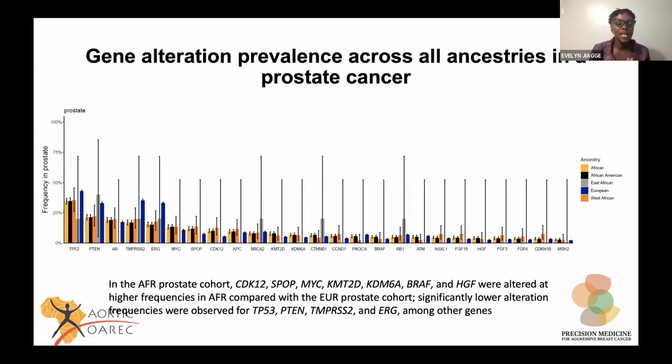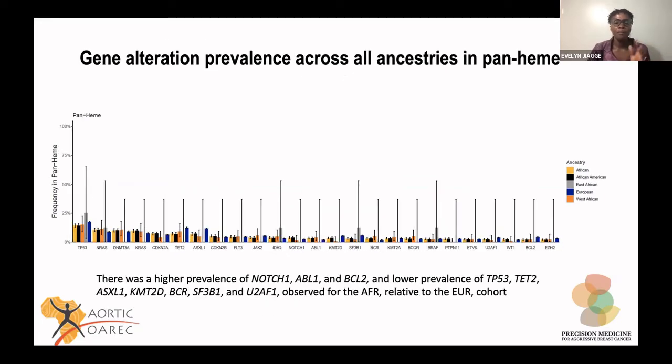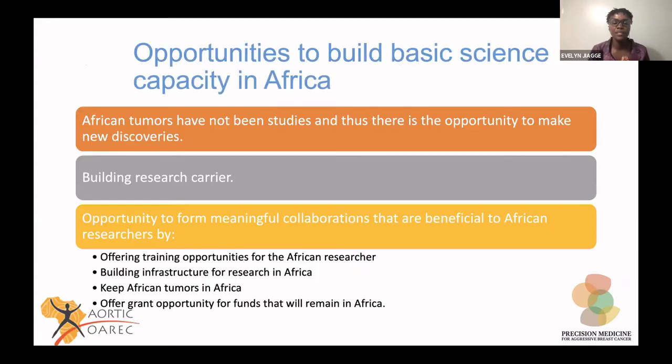cancer. The genes that are expressed, if after the presentation, depending on the work you are doing, if you are interested in any of these genes or markers, I'll be happy to share it with you if it is relevant to your work. For the sake of time, I'll not be able to go through non-small cell lung cancer and pan-heme and all other cancers. We are seeing that the gene expression is very different in West Africans, in East African, in Southern African tumors compared to other ancestries.